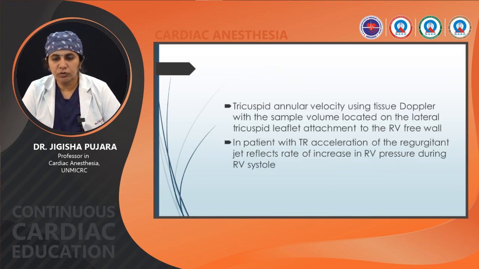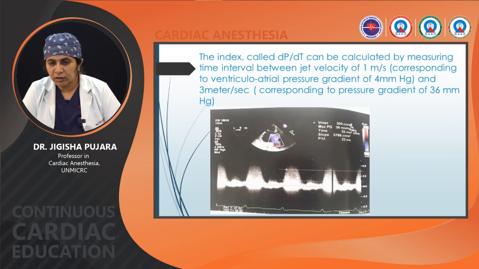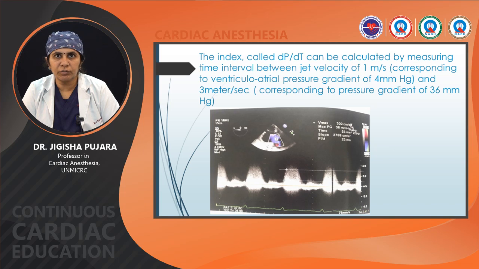Tricuspid annular velocity using the tissue Doppler with the sample volume located on the lateral tricuspid leaflet attached to the RV free wall. In a patient with tricuspid regurgitation, acceleration of the regurgitant jet reflects the rate of increase in the RV pressure during right ventricular systole. The index called dP/dt can be calculated by measuring the time interval between jet velocity of 1 meter per second, corresponding to the ventricular atrial pressure gradient of 4 mm Hg, and 3 meter per second, corresponding to the pressure gradient of 36 mm Hg.